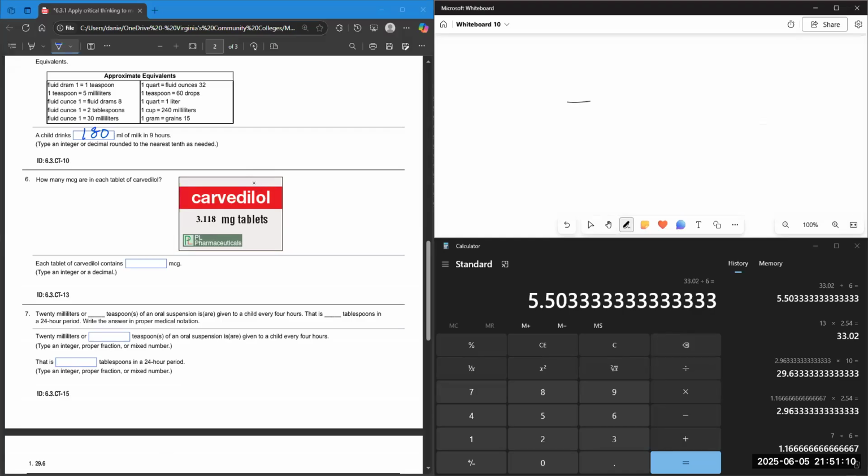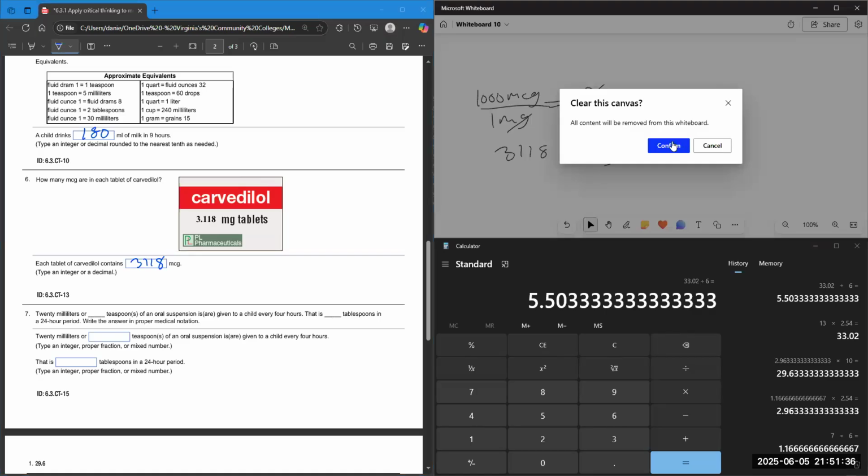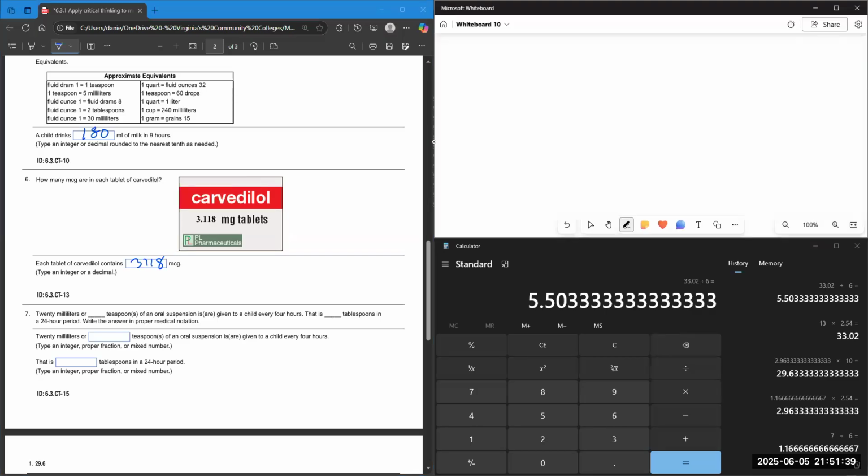All right. And then we've dealt with this same prescription label and done this same problem a few times here. I'll do it with ratio proportion. Milligrams will cancel, 3,118 micrograms, and now we have 20 milliliters that we want to change to teaspoons, so 5 milliliters per teaspoon. 5 goes into 20 4 times, so we're at 4 teaspoons.